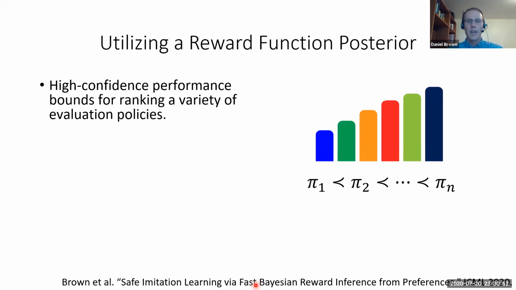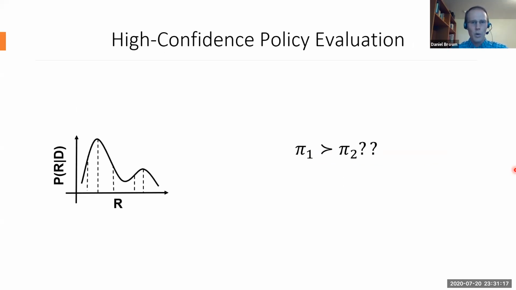However, having this rich posterior is really important for doing more than just learning a policy, given an expectation of that posterior. We show that, similar to our earlier work that I talked about in more detail in the proposal, that I briefly summarized, we can actually perform these high confidence bounds now. So given a variety of different evaluation policies, we can come up with high confidence performance bounds to evaluate the risk of these policies. So how does this work?